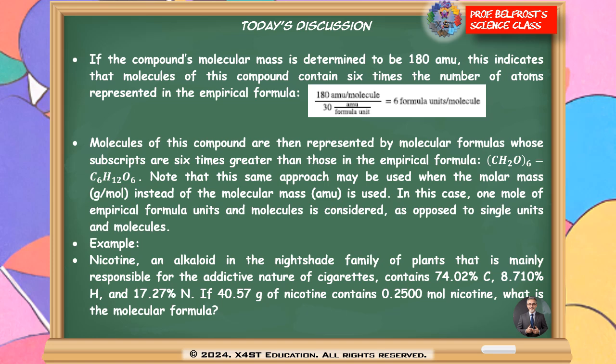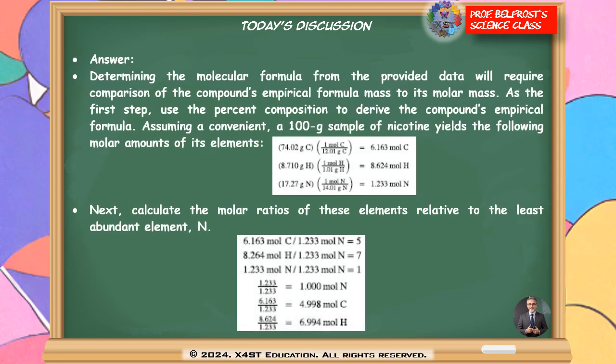So let's work through an example. Nicotine, an alkaloid in the nightshade family of plants, contains 74 point something percent carbon, 8 point something percent hydrogen, and 17 point something percent nitrogen. If 40.57 gram of nicotine contains 0.25 mole of nicotine, then what is the molecular formula? So it's easy. To work on this problem, we need to determine the molecular formula from the provided data, then make use of comparison of the compound's empirical formula mass to its molar mass.